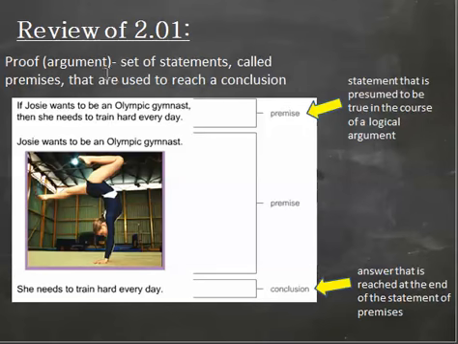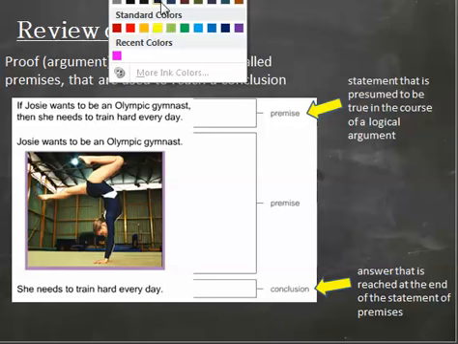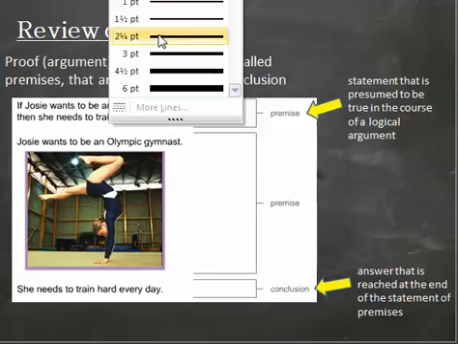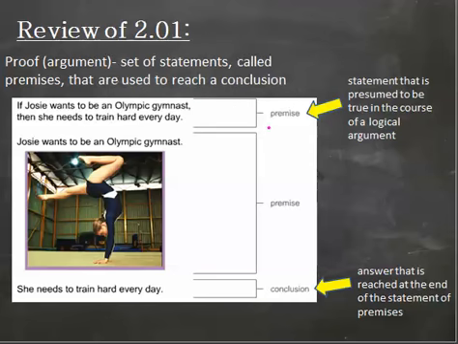Back in 2.01, you should have just watched that video. A proof is an argument. It's a set of statements called premises that are used to reach a conclusion. So if I take a look at this, this is a premise, which is given to us. Then another premise is like the body of it, and then it finally will reach a conclusion. So we have all these premises that lead up to a conclusion.